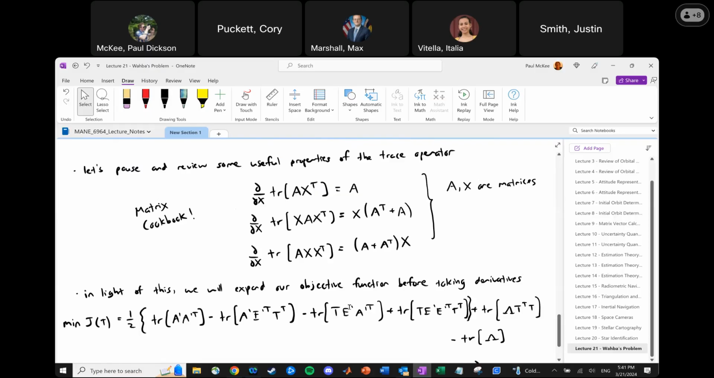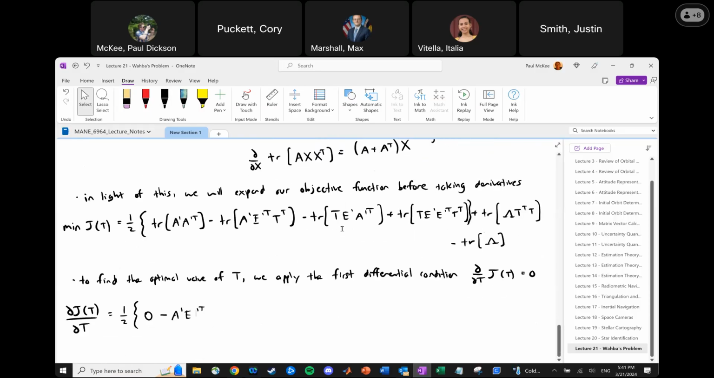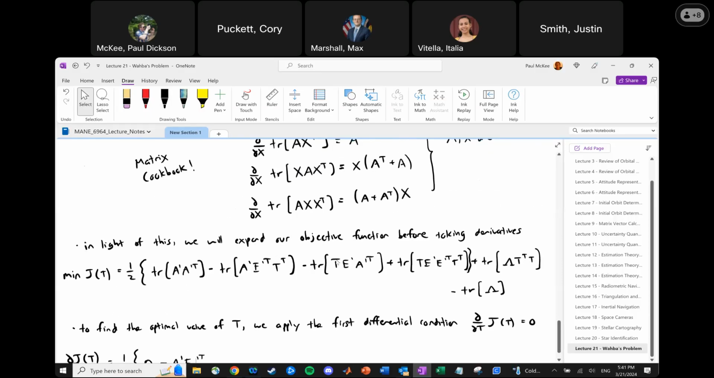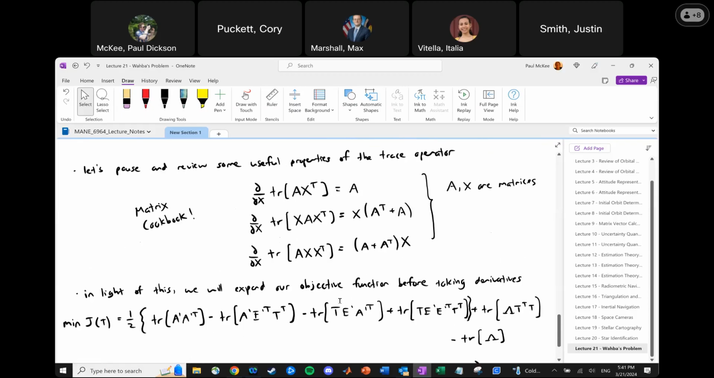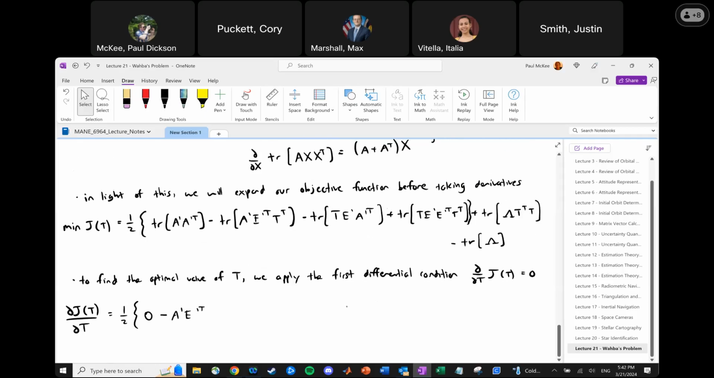So we're going to do the third term. And the third term is T E prime A prime transpose. But remember what the trace operation does. The trace operation is the sum of the diagonal elements of a matrix. So the trace of the identity matrix is 3, 1 plus 1 plus 1, assuming it's a 3 by 3 identity matrix. So I would contend that the trace of a matrix and the trace of a matrix transposed are the same thing. So this is my contention.